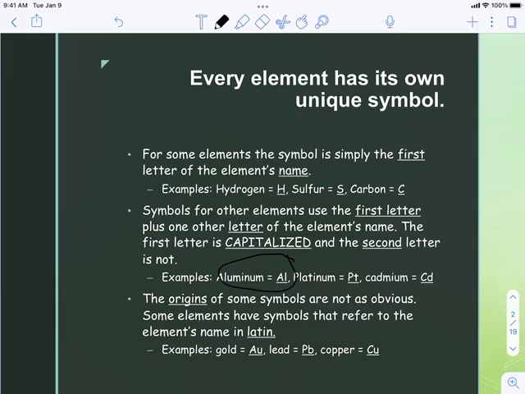The origins of some of the symbols are not obvious. They come from Latin derivations. So gold, for example, you would think maybe it's like a G or a GO, but no, it's not. It's AU. It comes from the word auris. Lead is another weird one. Probably the weirdest one on there to me is antimony, and that's number 51, and that symbol is SB for antimony.